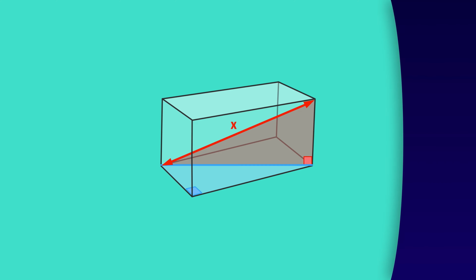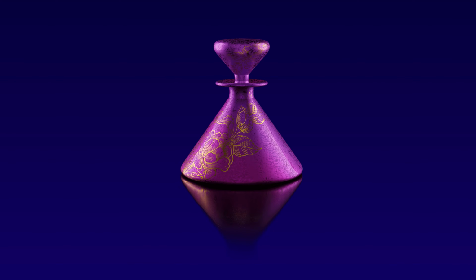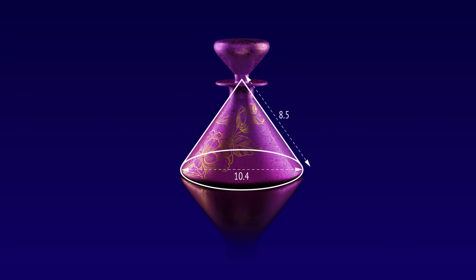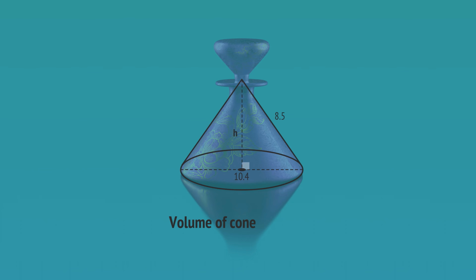length. In this example, we want to estimate the volume of a perfume bottle that can be modelled by a cone. The diameter is 10.4 centimeters, and the slant height is 8.5 centimeters. The formula for the volume of a cone is 1/3 pi r squared h, where r is the cone's radius and h is the cone's height, which we'll need to calculate.